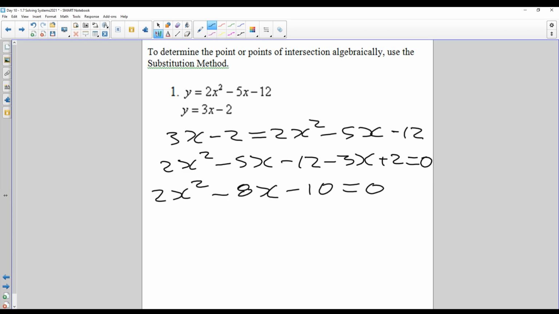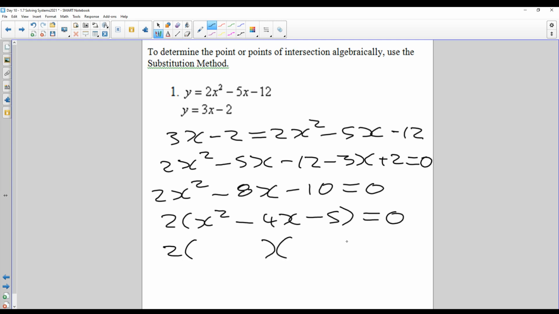Factor out the 2. I don't need to use magic x on this because it's a common factor of 2. So if I can factor out a common factor, I should. And what AJ is saying, that there's a common factor of 2. So x squared minus 4x minus 5 equals 0. And now I can factor the rest.